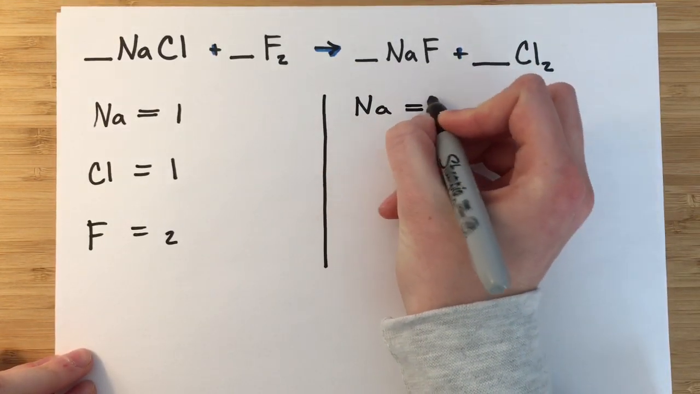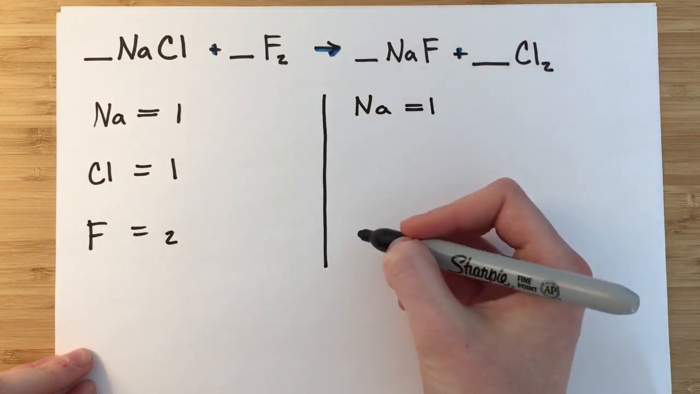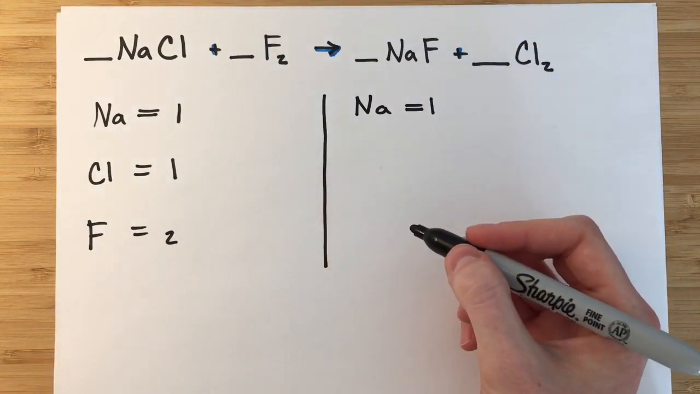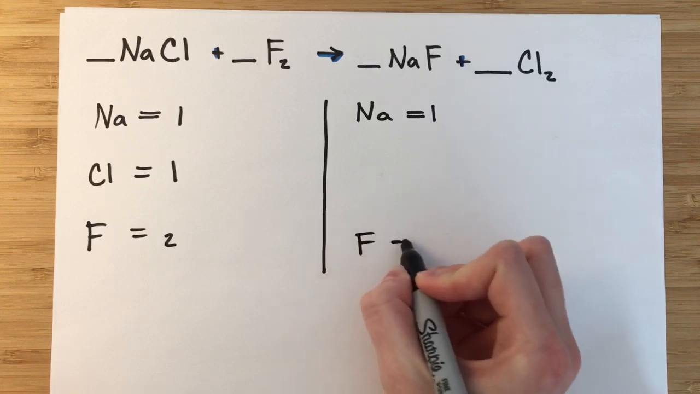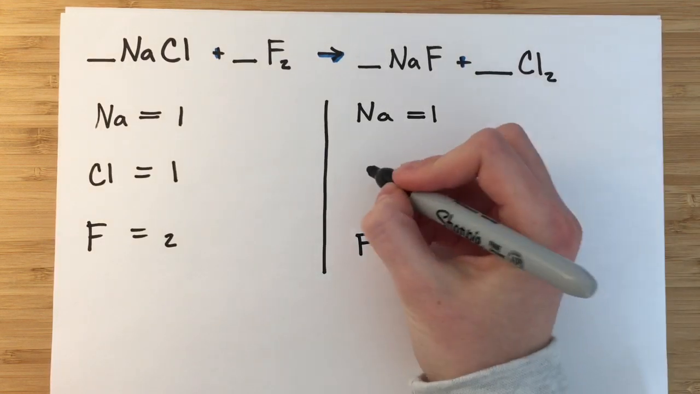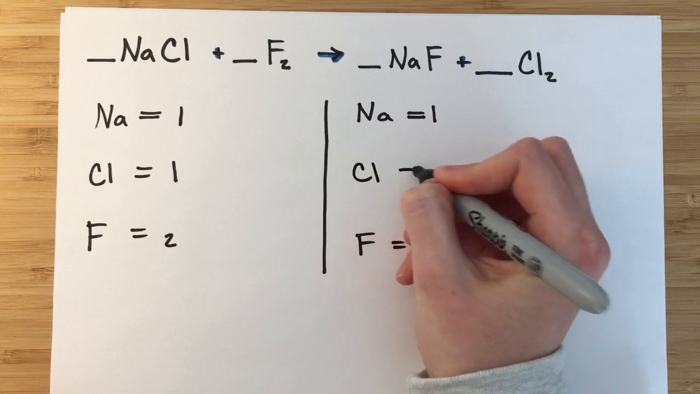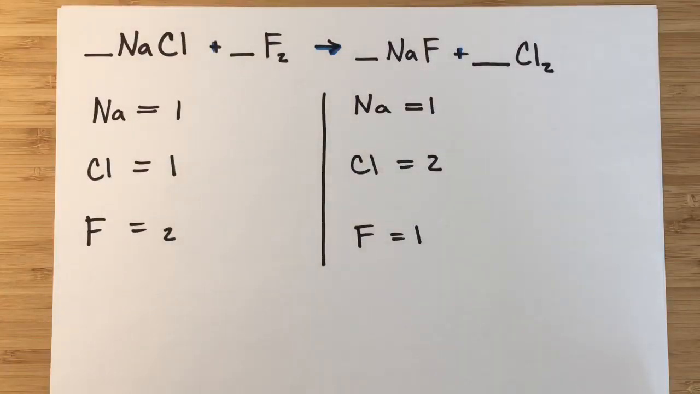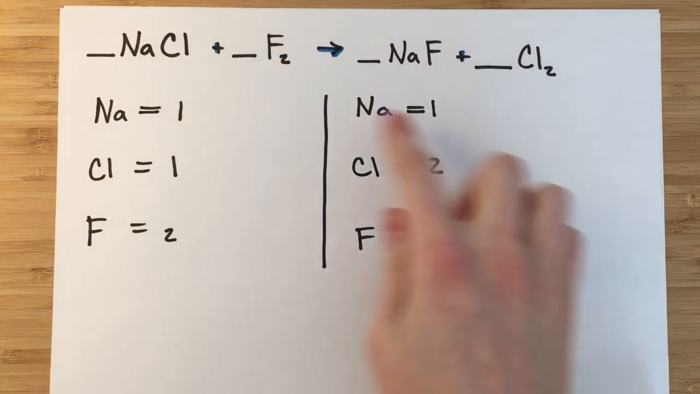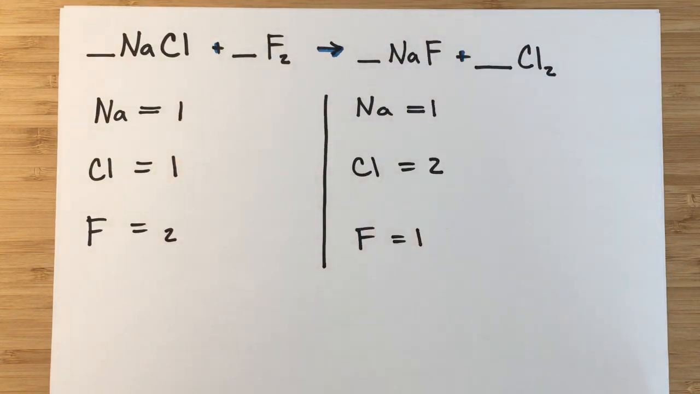Sodium, we only have one. Fluorine, we're going to put this one down here so we can visualize it better. And there is only one fluorine. And chlorine, on this side of the equation, we have 2. Okay, so right now we see that the sodiums match. There's one here and one here, so that looks pretty good.